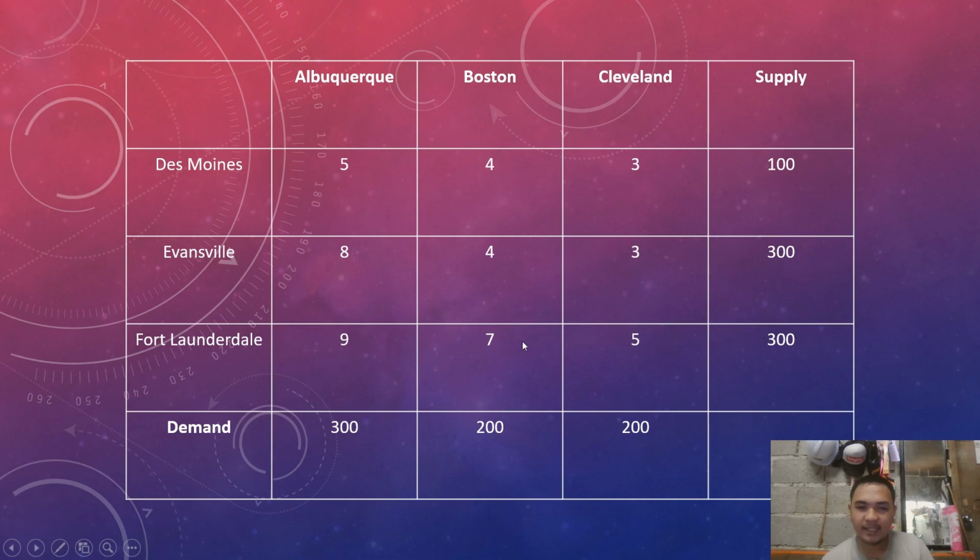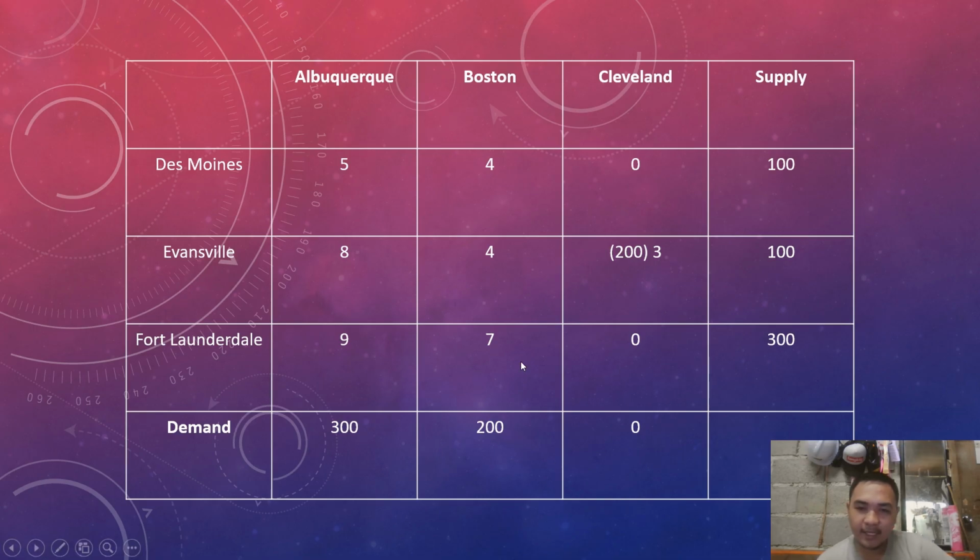So as you can see, the Des Moines and Evansville transportation costs to Cleveland both have $3. So we need to allocate as much of that as possible. So I chose Evansville and allocated 200 units to meet the demand of Cleveland instantaneously. And the entire column got crossed out since the demand for Cleveland has been met.